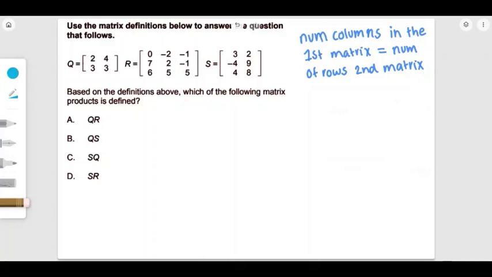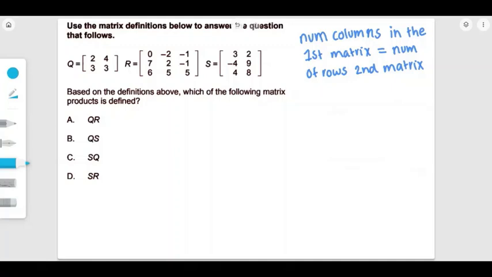Use the matrix definitions below to answer the question that follows. Based on the definitions above, which of the following matrix products is defined? As you can see here, the choices are in multiplication, and multiplication has a rule in the defined process. The rule says that the number of columns in the first matrix must equal the number of rows in the second matrix.